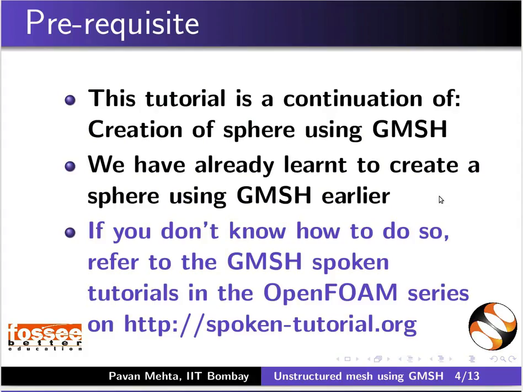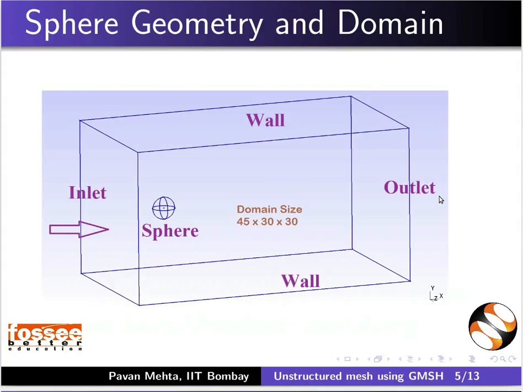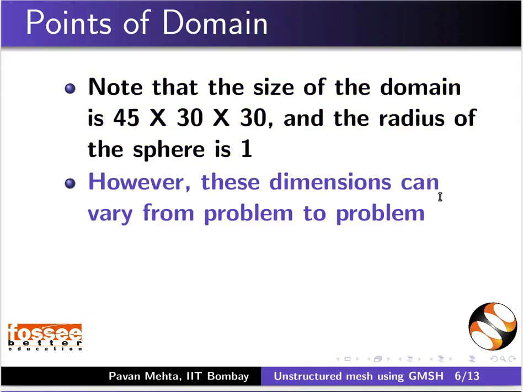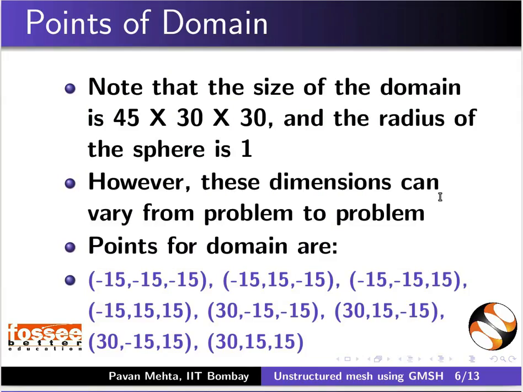Here is our problem statement. This picture shows the flow direction and boundary faces. We will now learn how to create an unstructured mesh using Gmsh. Note that the size of the domain is 45 into 30 into 30 and the radius of the sphere is 1. However, this dimension can vary from problem to problem. The points for the domain are as shown here.